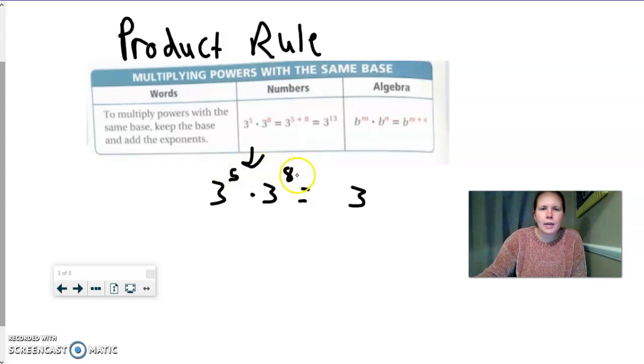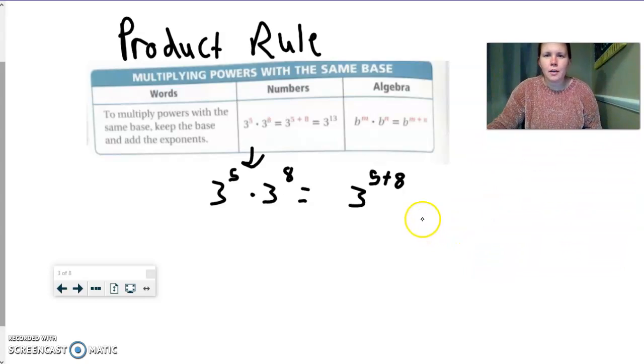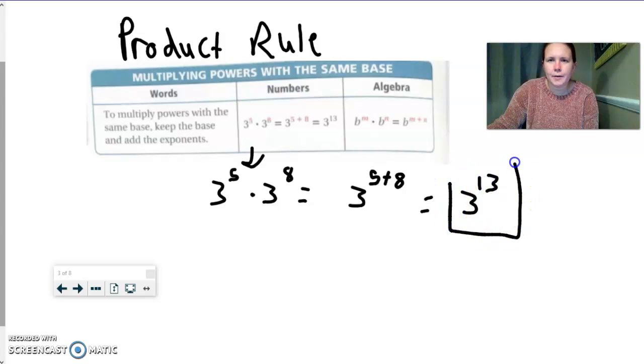And then I just add the exponents. So what is 5 plus 8? Again, they're still going to stay in that exponent position. So when I put this together, I'm going to have 3 to the 13th. On this side, they just show more of an algebraic way of doing that. But here's an example of what is your product rule.